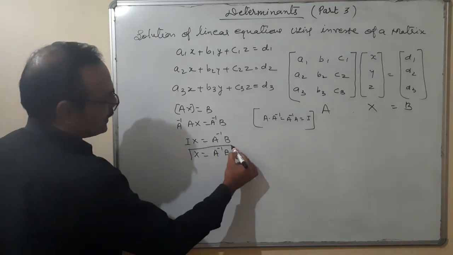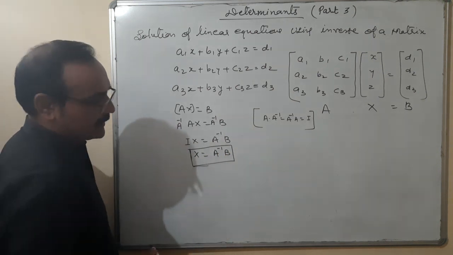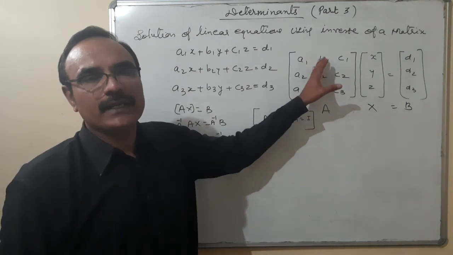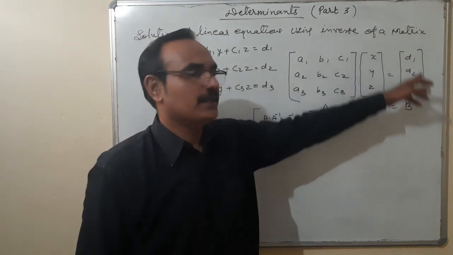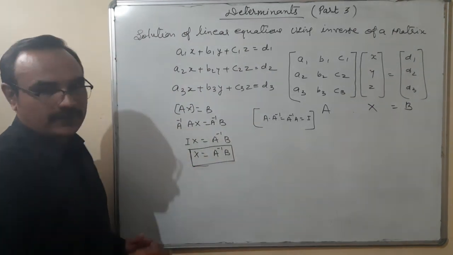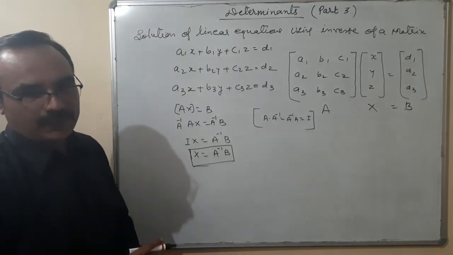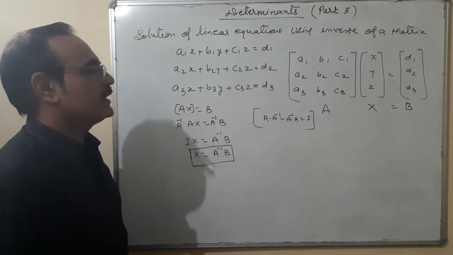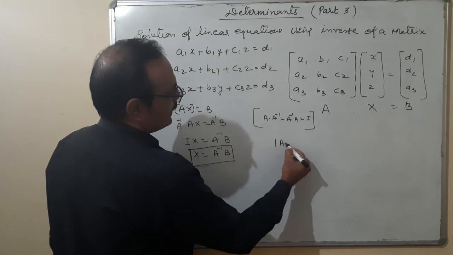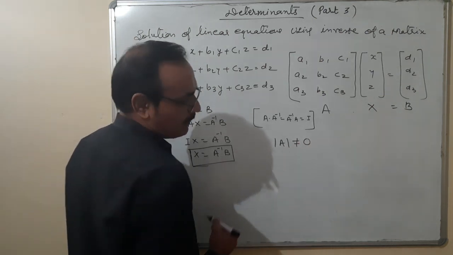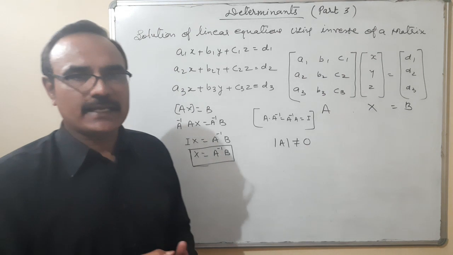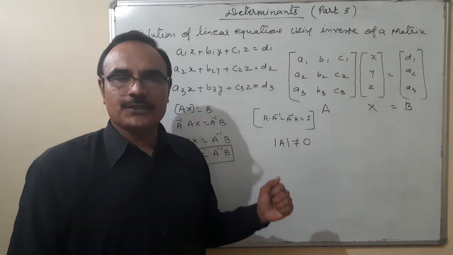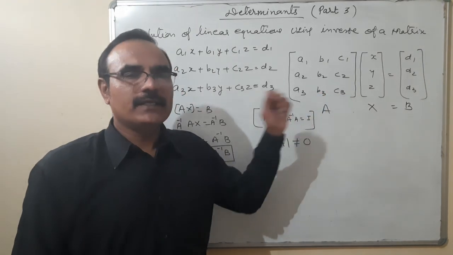So when we are going to find the values of the variables x, y, z, we can write X is equal to A inverse B. That means we find the inverse of this matrix and multiply it by B, and we get the value of X. That is case 1, and this can be done when the determinant value of A is not equal to 0. This is the first thing to check, whether the inverse exists or not. If the determinant of A is not equal to 0, then we can find the inverse.